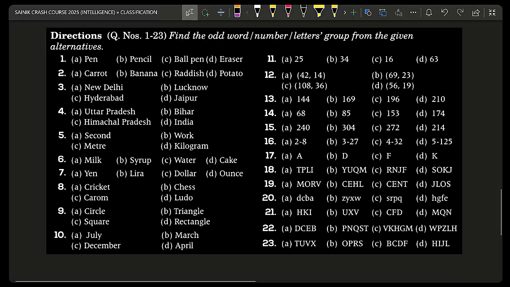Abhiday, why did you raise hand? Sir, we have to write the sentence also. Yeah, everything.